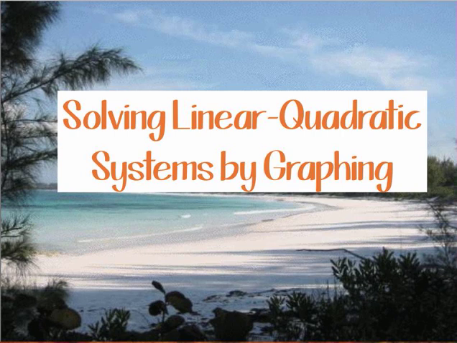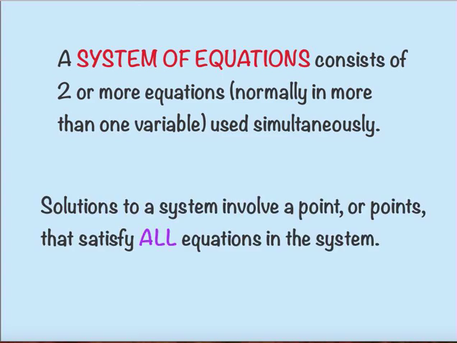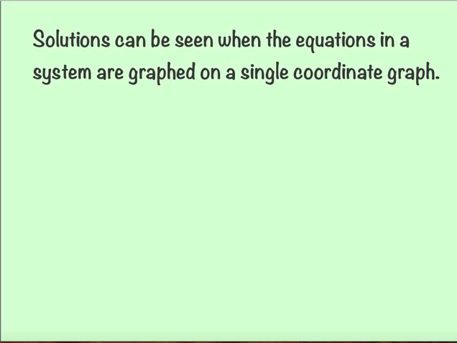Today we're going to be talking about solving linear quadratic systems by graphing. A system of equations consists of two or more equations, normally in more than one variable, used simultaneously or at the same time. Solutions to a system involve a point or points that satisfy all equations in the system, and we'll talk more about that in a minute. Solutions can be easily seen most of the time when the equations in a system are graphed on a single coordinate grid.